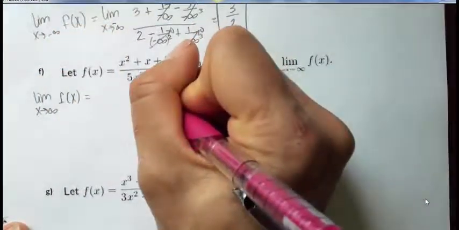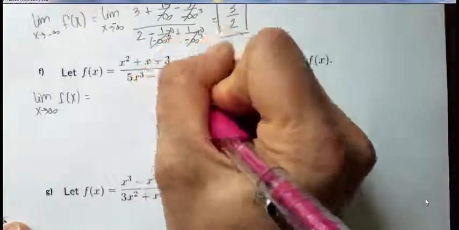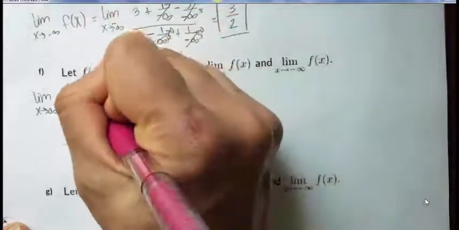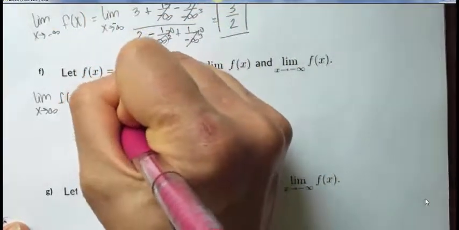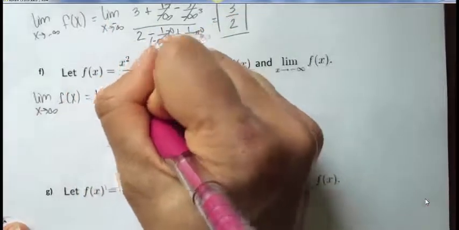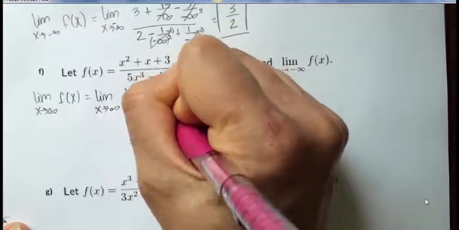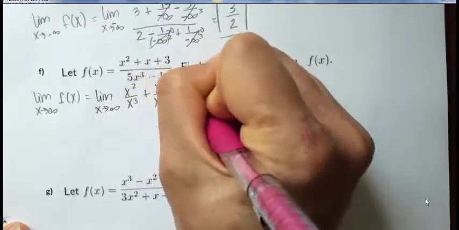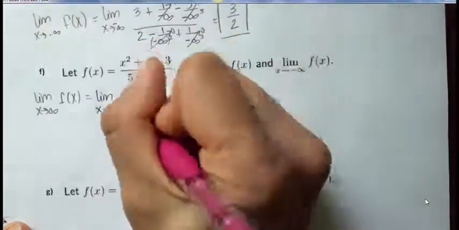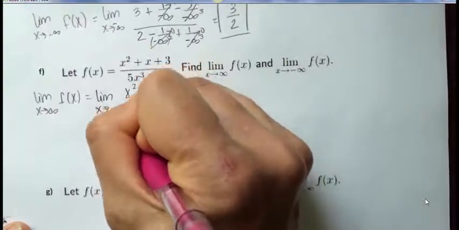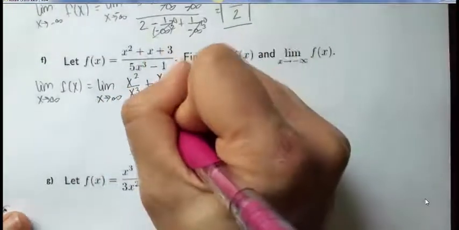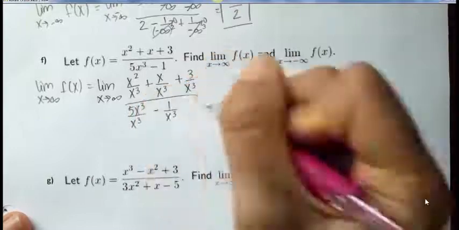So my highest degree is x cubed. Numerator and denominator get simplified by that. So this is going to be the limit as x goes to infinity. Now you'll do x squared over x cubed plus x over x cubed plus 3 over x cubed all over, and then 5x cubed divided by x cubed minus 1 divided by x cubed.